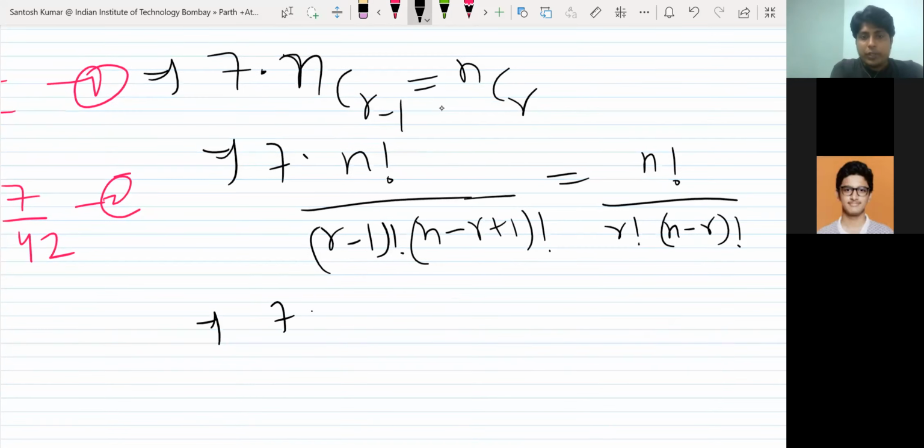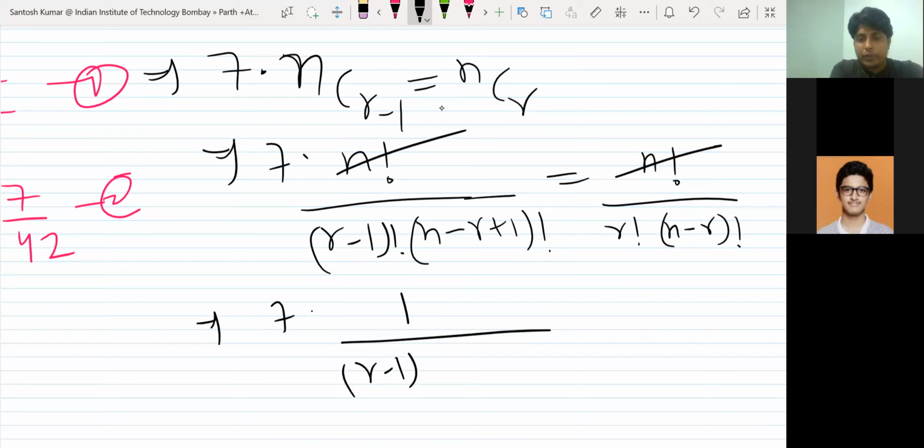So now 7 factorial you can cancel. Okay, so 1 you have, r minus 1 and r. So keep r minus 1 factorial as it is because r is the larger number. So larger factorial can be written as the smaller factorial. And n minus r plus 1 is larger than n minus r. So you break it into n minus r factorial.